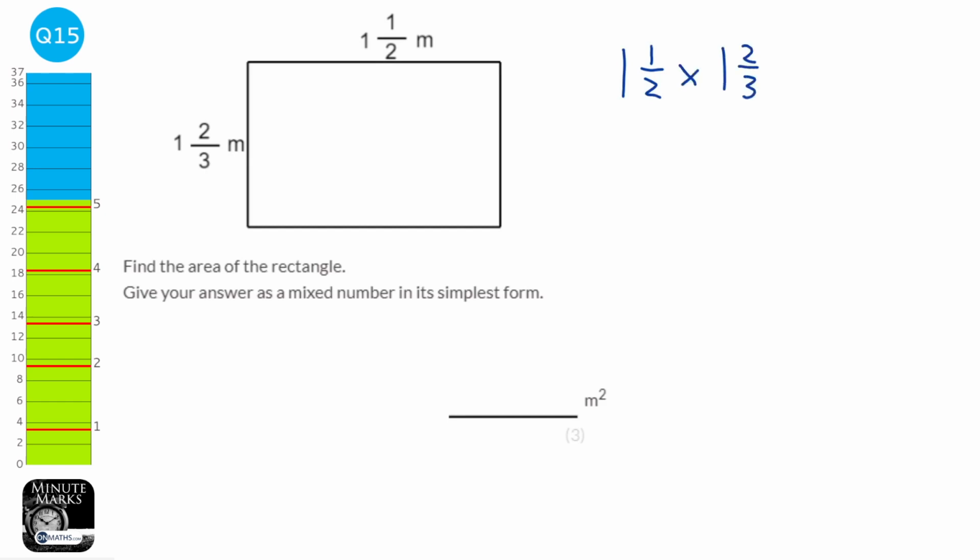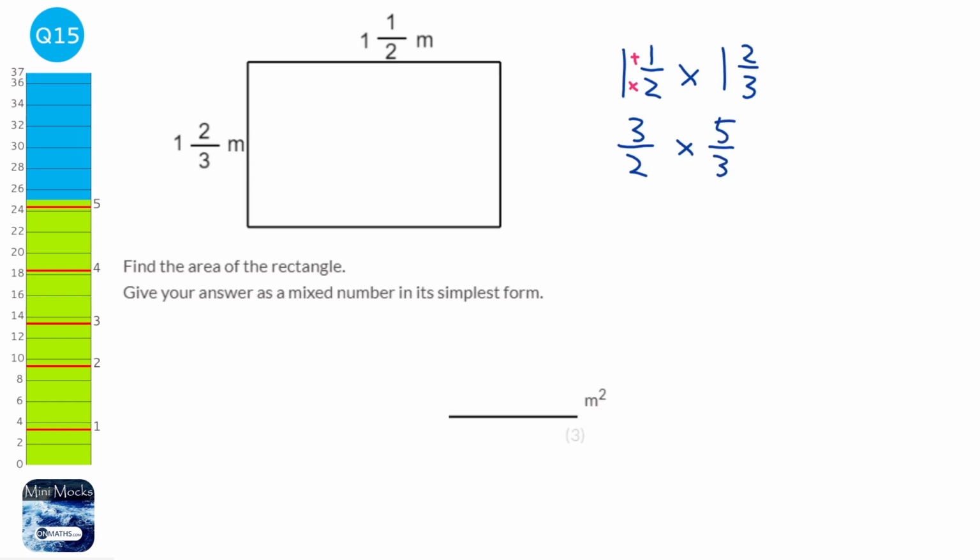Now when you multiply with fractions, always make them top heavy first, or improper. And to do that, you times the big number by the bottom and add it to the top. So we're going to do 1 times 2 and add it to the top. So 3 over 2. Same with this one. 1 times the 3 at the bottom, added to the top. 1 times 3 is 3, add to the top is 5.